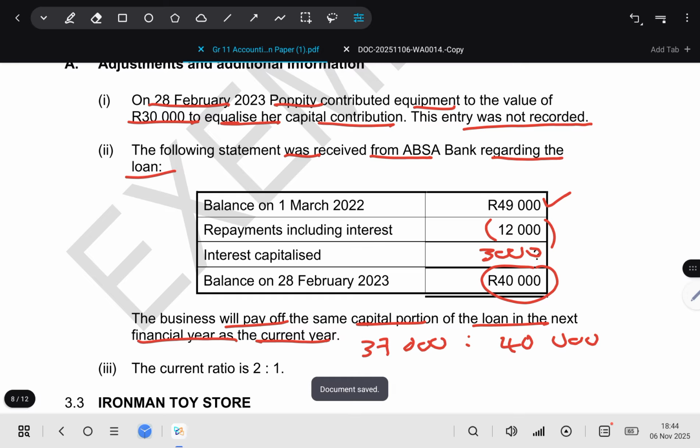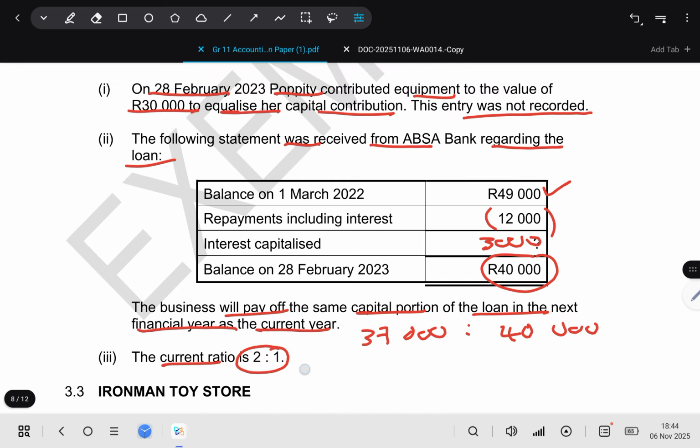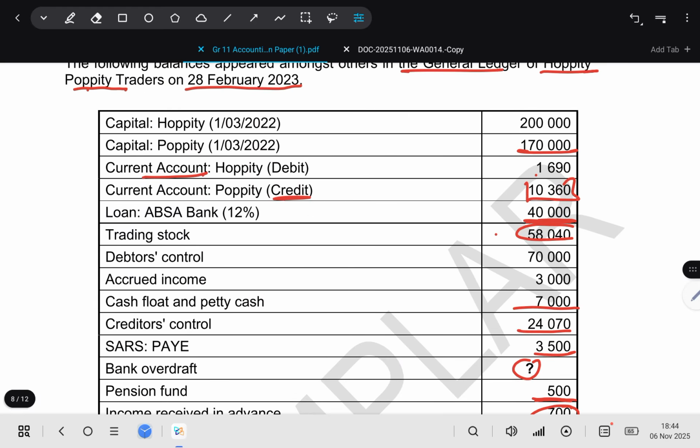Then from there, we go to the next one. They are saying that the current ratio is 2:1. Now, remember I was saying there are some things that they gave us that we are supposed to use. If you look at this, your trading stock, your debtors control, accrued income, your cash flow, they are part of our current assets. But here the tricky part is that they didn't tell you exactly. So we need to add these items because they didn't give us the total of current assets. If you don't know them, you are going to have a problem.